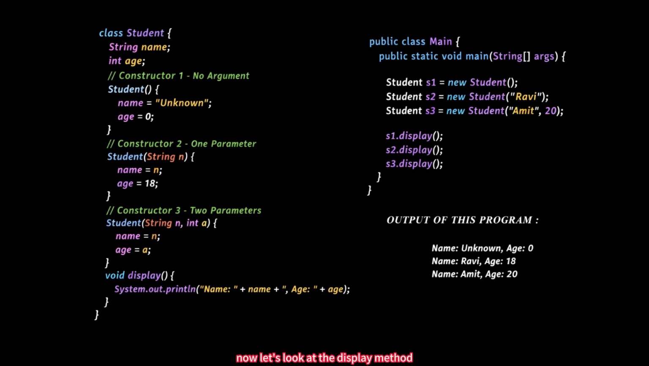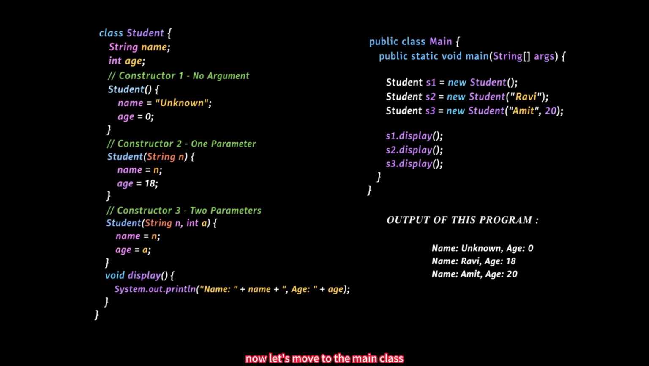Now let's look at the display method. void display, System.out.println name plus age plus age. This method prints the name and age of the object. It prints the class variables, not the parameter variables. Why is this constructor overloading? We achieved constructor overloading because one constructor takes no parameters. One constructor takes one parameter. One constructor takes two parameters. Since the parameter lists are different, Java treats them as different constructors.